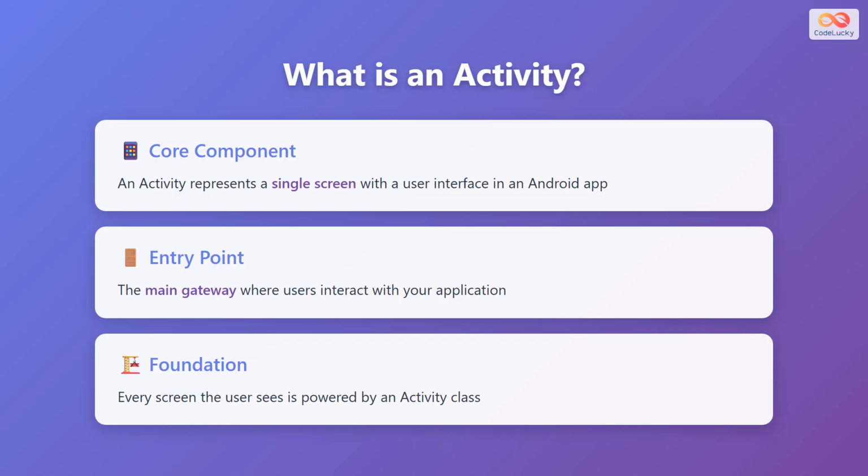The activity is the main gateway where users interact with your application. Every screen the user sees in your app is powered by an activity class. It's the foundation that connects your code to what users see on their device screens.